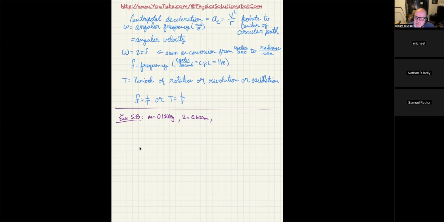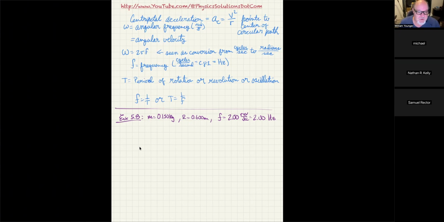Since it says 2.00 revolutions per second, a revolution is the same thing as a cycle. So this is f. What they're telling us is f is equal to 2.00 revolutions per second, which equals 2.00 hertz. Cycle and revolution mean pretty much the same thing. You can just assume they're the same thing.